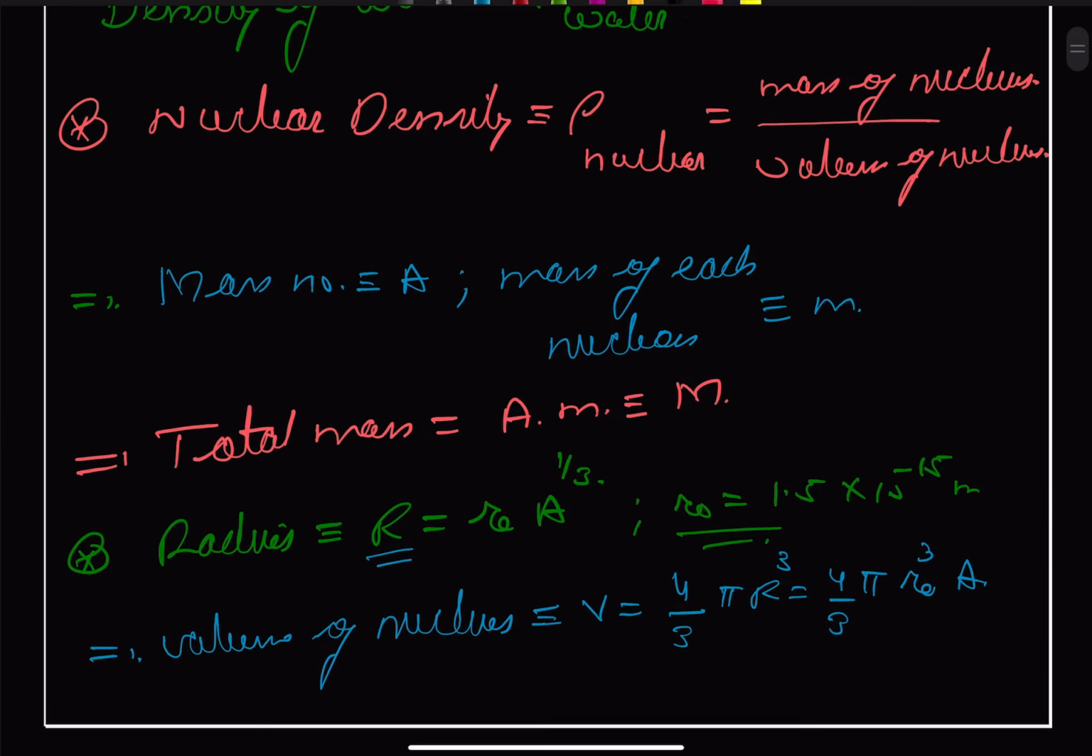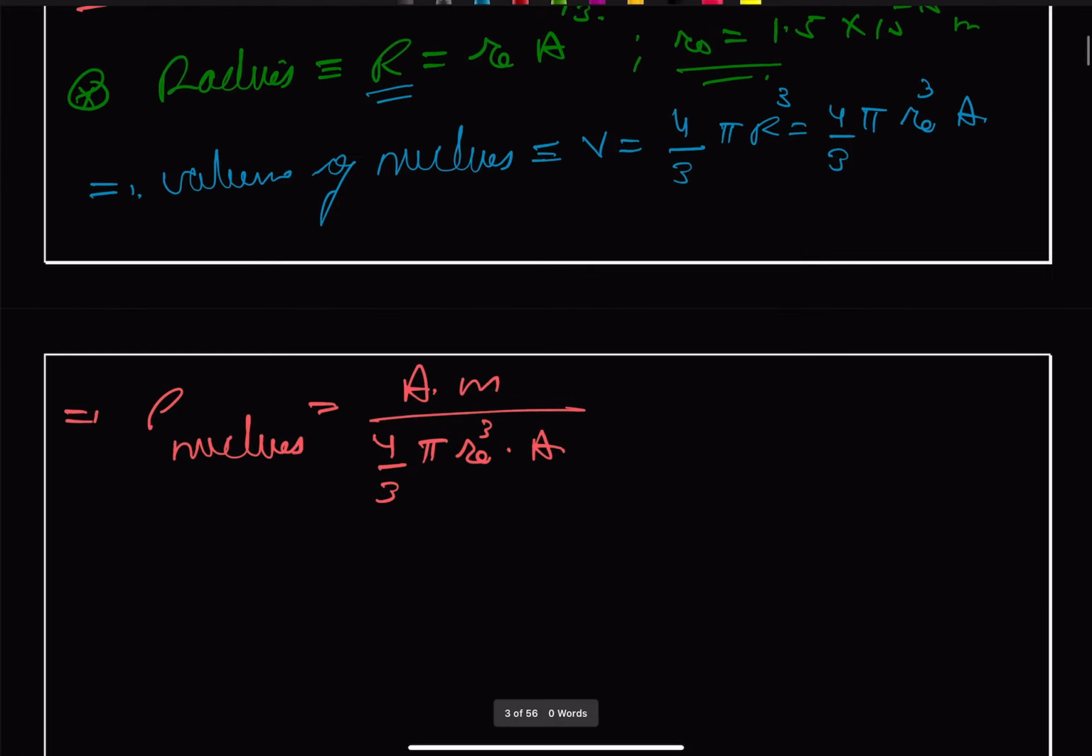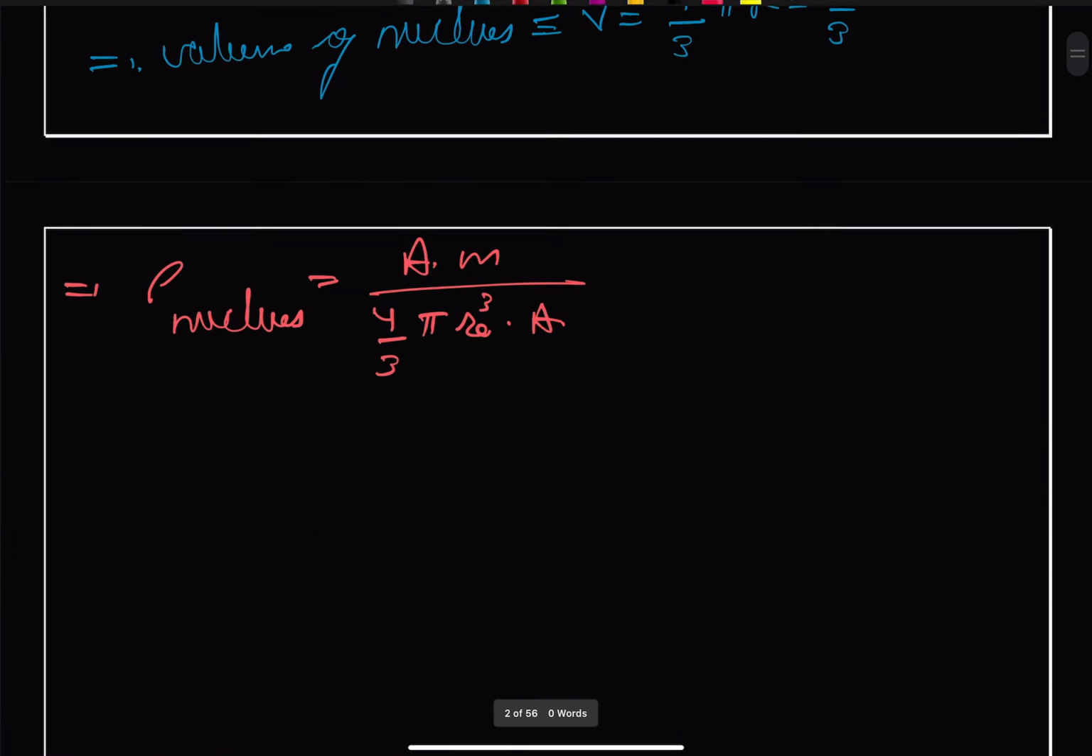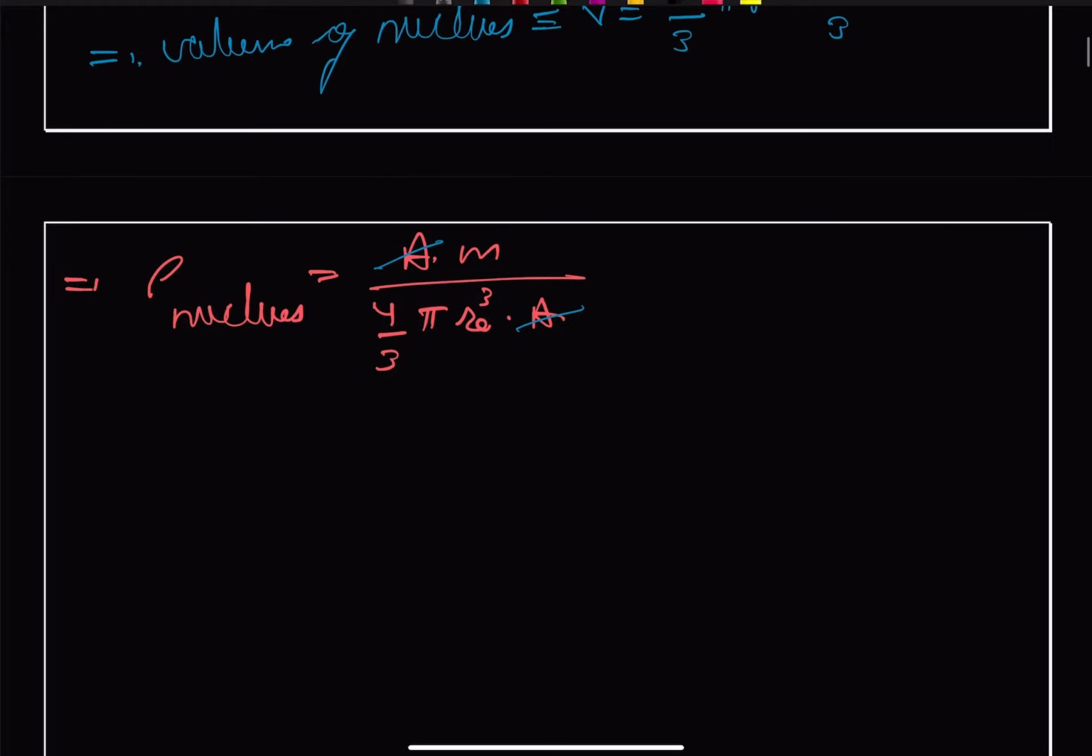Now we got both the mass of the nucleus and the volume of the nucleus. Therefore, we can write our nuclear density, rho nucleus, will be equal to mass number multiplied by mass of nucleon, divided by 4 by 3 pi R naught cube multiplied by mass number, that is our A. So this A and A cancels out.